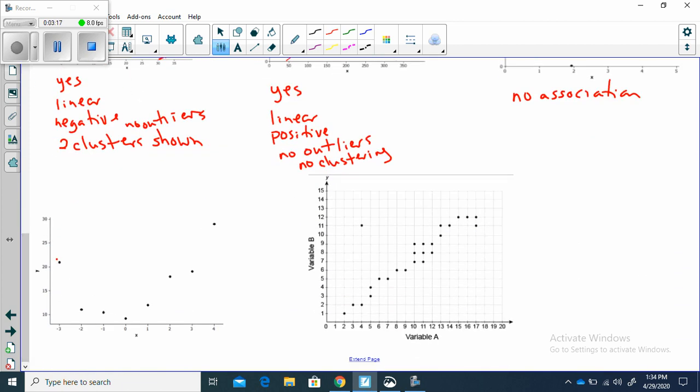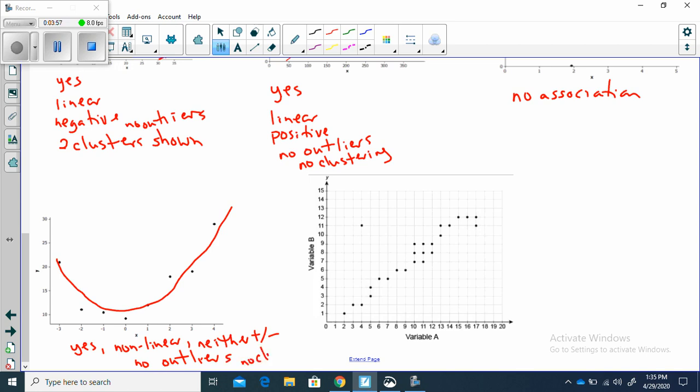How about this one? Well, if I wanted to, I really could draw basically a line like this through them, right? So is there a pattern of association? Yes. Is it linear? It's nonlinear. Is it positive or negative? It can't be positive or negative in this case. Neither positive or negative. Okay. Are there any outliers? No outliers. How about any clusters? No clusters. Okay.